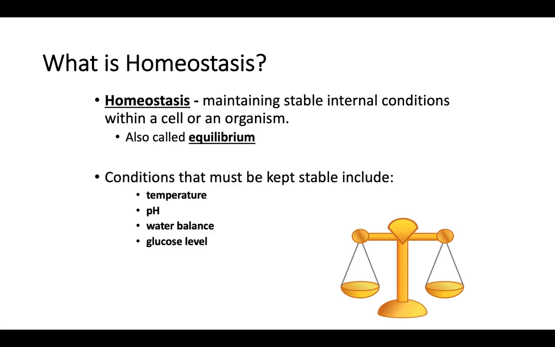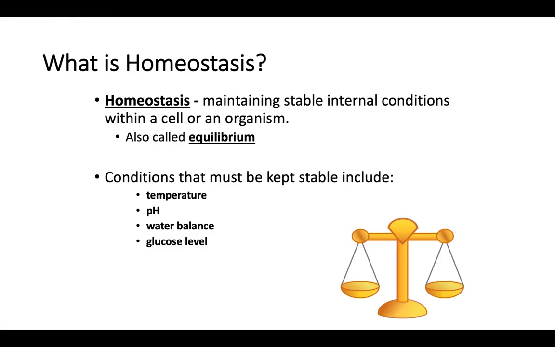We're equal, okay? So some conditions, and we've talked about a few of these, that have to be kept stable include temperature, pH, water balance, and glucose level. So we've seen 3 of those 4 before, and now we're going to add in glucose level. We talked about that a little bit when we talked about what protein. Think diabetics. Insulin, right? Okay, so we have to maintain our glucose levels.